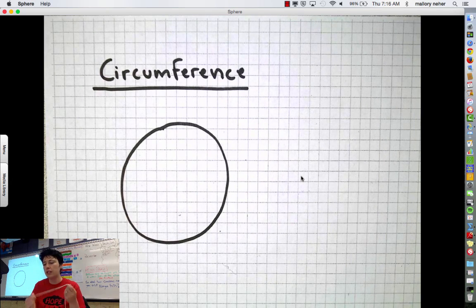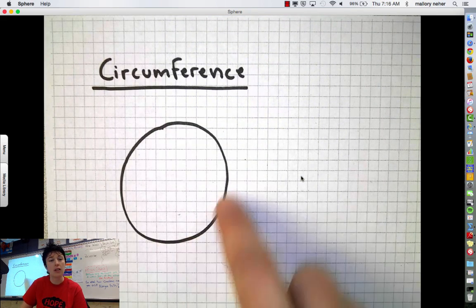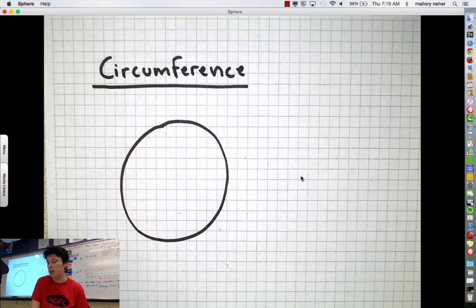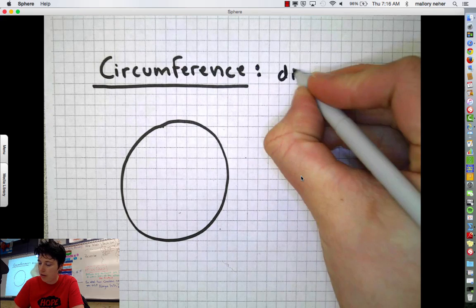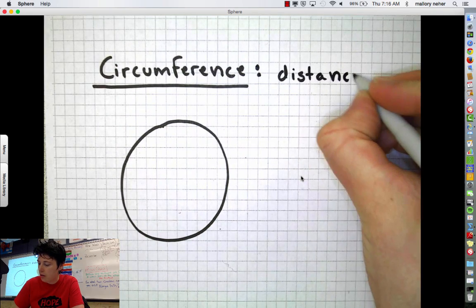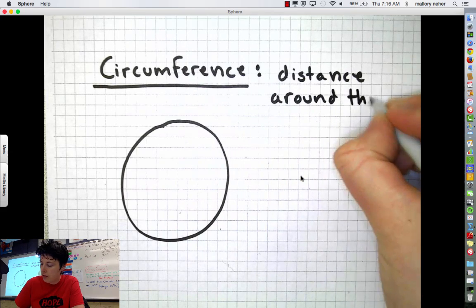So what circumference is, it's the distance around the circle. So if you were to measure all the way around the circle, it's the distance around. So we should write that down as a definition for our notes. So circumference is the distance around a circle. Distance around the circle.